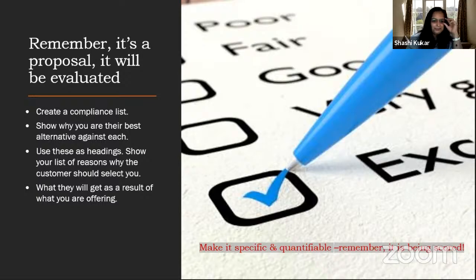I'm not going to love you and I'm not going to come back to you for business. I need to understand what you're proposing to me. I need to understand what you're selling to me before I appreciate it. So make sure that all three elements are covered, the what and the how, and make it meaningful for them so that they are able to appreciate what you've said.